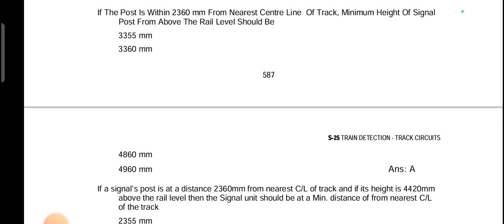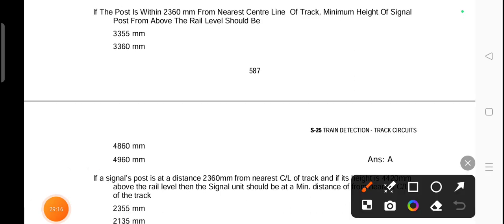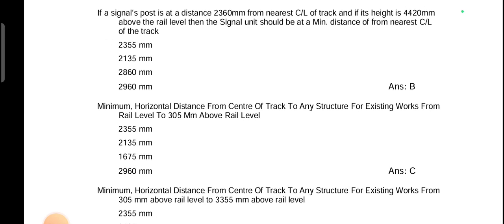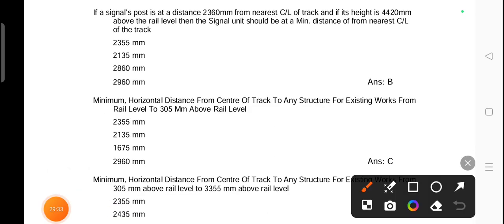If the post is within 2360 mm from nearest center line of track, minimum height of signal post from above the rail level should be 3355 mm. Next, if a signal post is at a distance of 2360 mm from nearest center line of track and if its height is 4420 mm above the rail level, then the signal unit should be at a minimum distance from nearest center line of track of 135 mm.